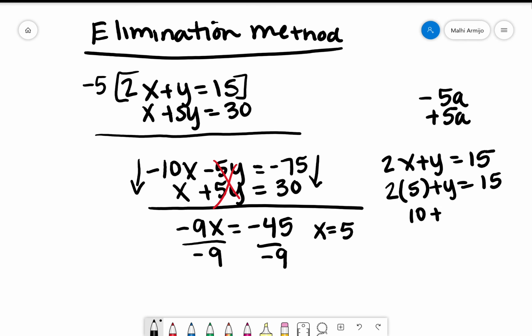That's 10 plus y is equal to 15. Subtract the 10 on both sides. So y is 5. I have found the solution set of my system: 5, 5. And what it means is that if you were to plug those two values back into either one of the equations, it's going to make the equation true.